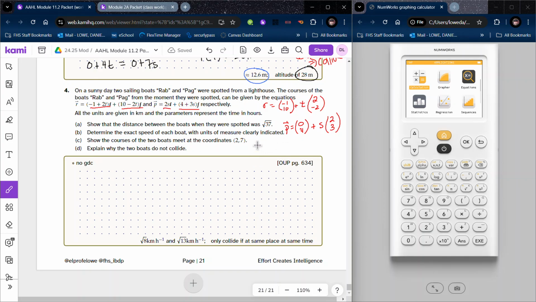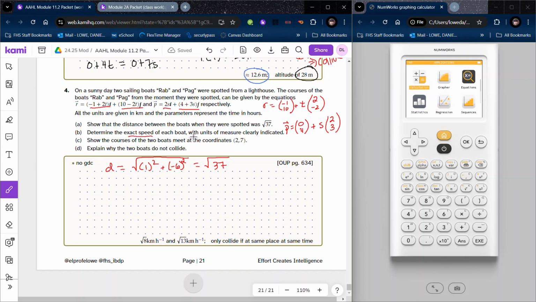So we want to show that the distance between the boats when they were spotted was root 37, right? So how do we find that distance? Well, that distance is going to be the square root of their directional vectors. So to go from -1 to 0, I have a positive change of 1. To go from 10 to 4, I have a negative change of 6, right? But really it just cares about the magnitude of it. And so we know that that's going to be the square root of 37. And so we've shown our distance, right? That we understand it's the change in x and the change in y.